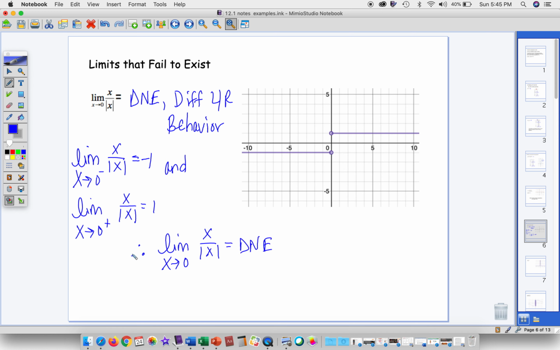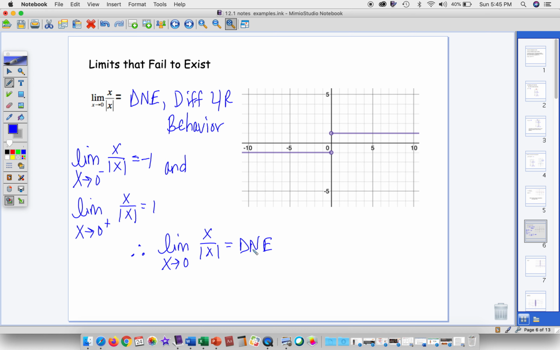That would be the formal way of explaining why the limit does not exist. But as long as you say does not exist because of different left-right hand behavior, that's fine. I'm just showing you a little bit of notation. This is showing that the left and right hand limits are different, and if they're different, then the limit as x approaches that value, which in this case is 0, does not exist. That's what it's all about.